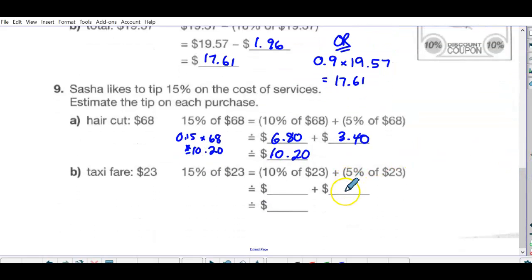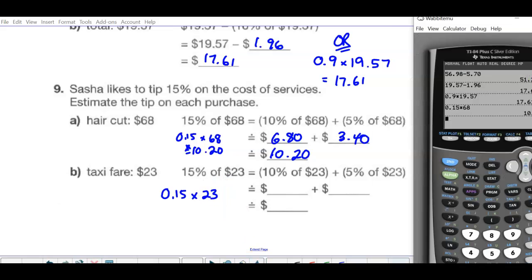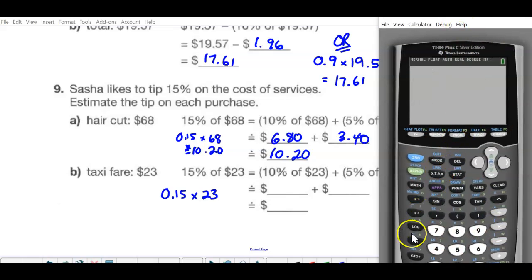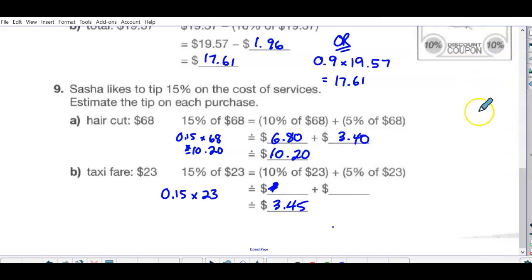B, taxi fare, 15% of 23. So again, they've done it separately. I'm just going to go 0.15 times 23. Okay, 3.45. There. So $3.45. So that's B, what your tip would have to be. Okay, and that's the end of getting started.